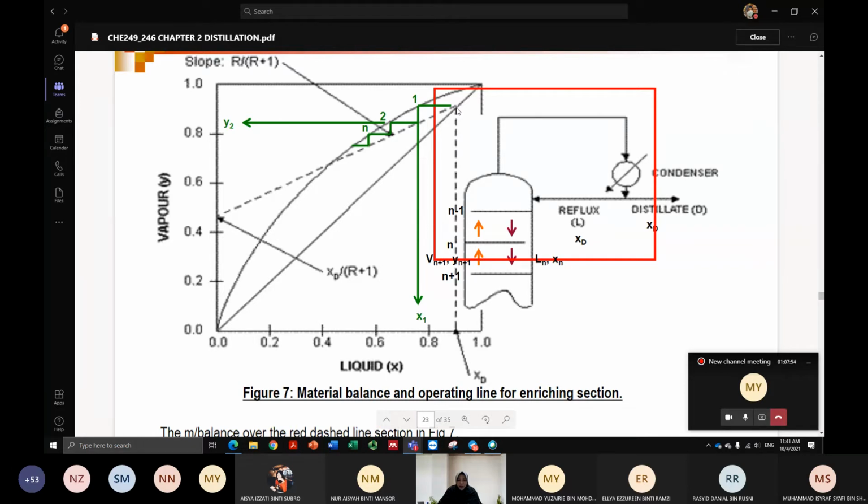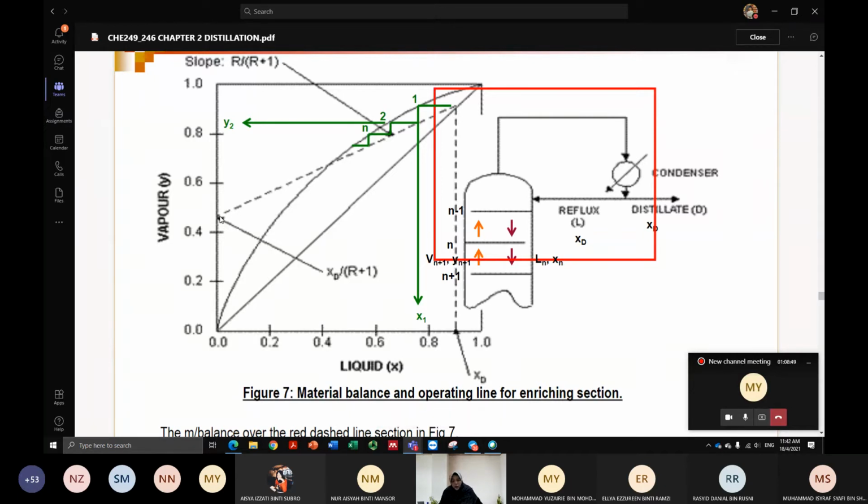Then you need to have the Y-intercept of your enriching operating line. That is the equation of the Y-intercept of an enriching operating line. Let's assume this is the point after you substitute the value of XD over reflux plus 1, R plus 1. So you get this intercept. Then connect the intercept to the 45-degree line where it meets the XD. This dotted line is called the enriching operating line, normally just EOL.